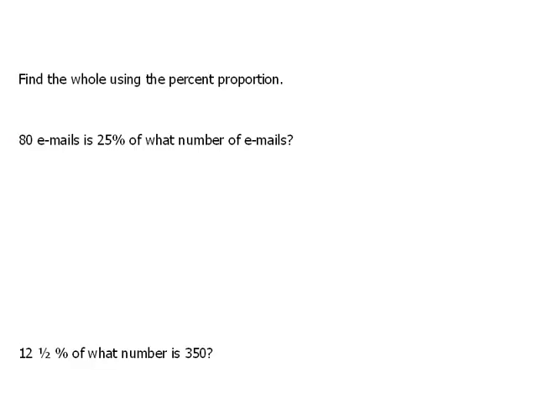Okay, here we have another one that says find the whole using the percent proportion. So we're just trying to find the missing part here. Here we have 80 emails is 25% of what number of emails? So again, we're going to set this up using a proportion. I'm going to go ahead and get that started. So 80 emails is 25%. Well, our percentage is always the easiest part to start with. So 80 emails is a percentage of how many? 80 then is our portion of the whole. That's what we're looking for.